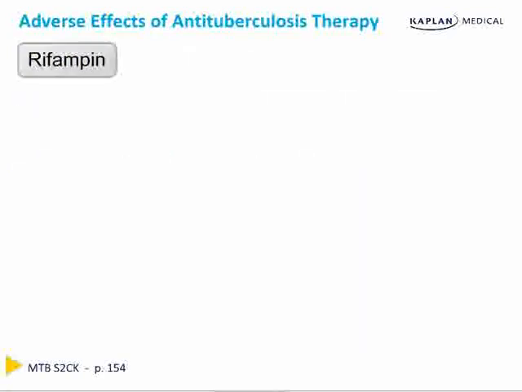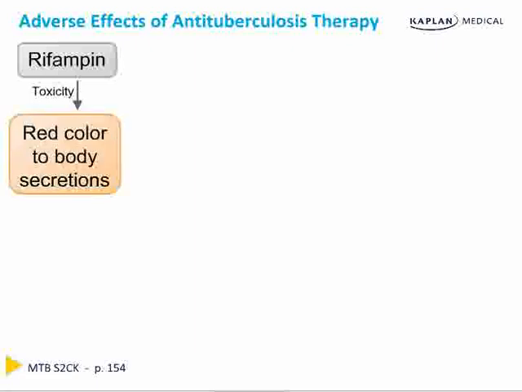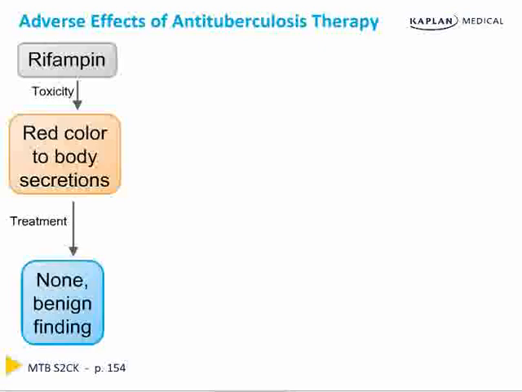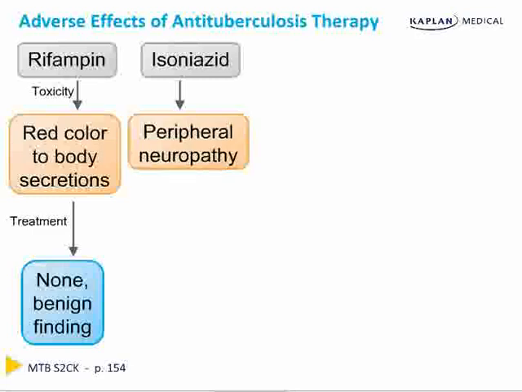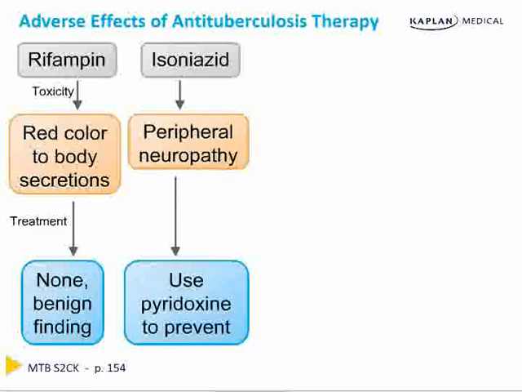Individual adverse effects include the following. For rifampin, toxicities are a red color to body secretions, and the treatment is going to be none, because that's simply a benign finding. For isoniazid, you can sometimes see peripheral neuropathy. The way to treat this is to use pyridoxine to prevent this from happening in the first place.